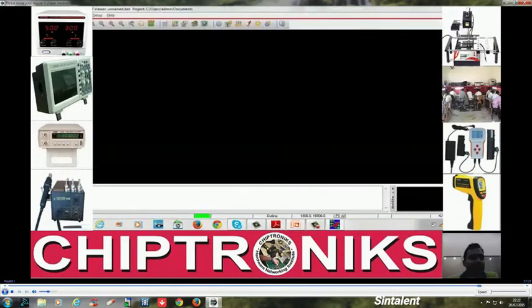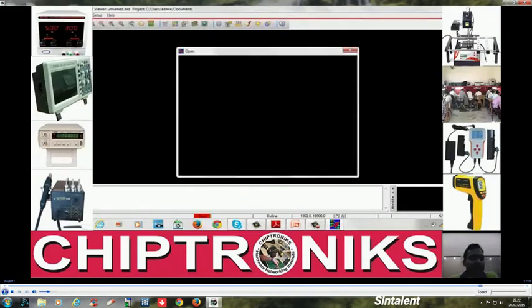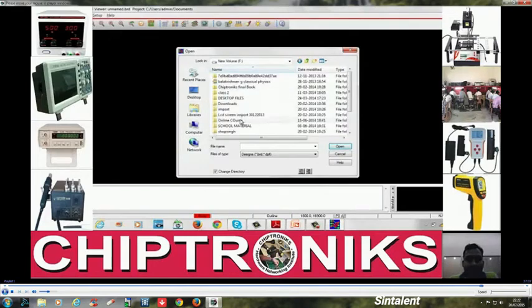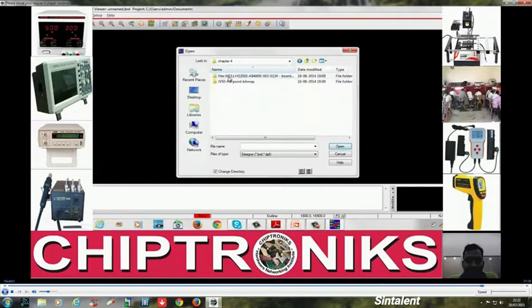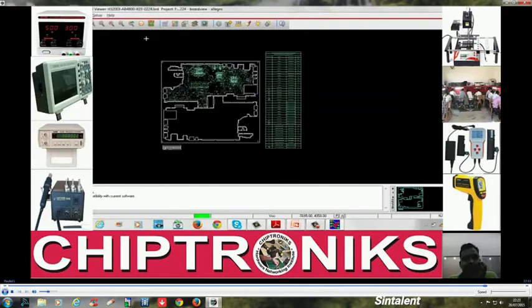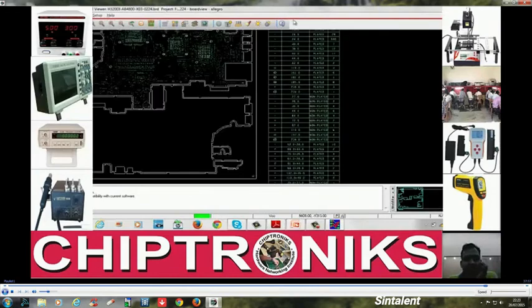There are many things: file, view, display, setup, help. Let's go to file. Let's open one .brd file, and let's see where it is on my desktop. This is the Dell M11Z .brd file. Okay, let's select it. Once it's finished loading, it will show all the things. You can zoom in. You see all the layers are getting shown in this free physical viewer.